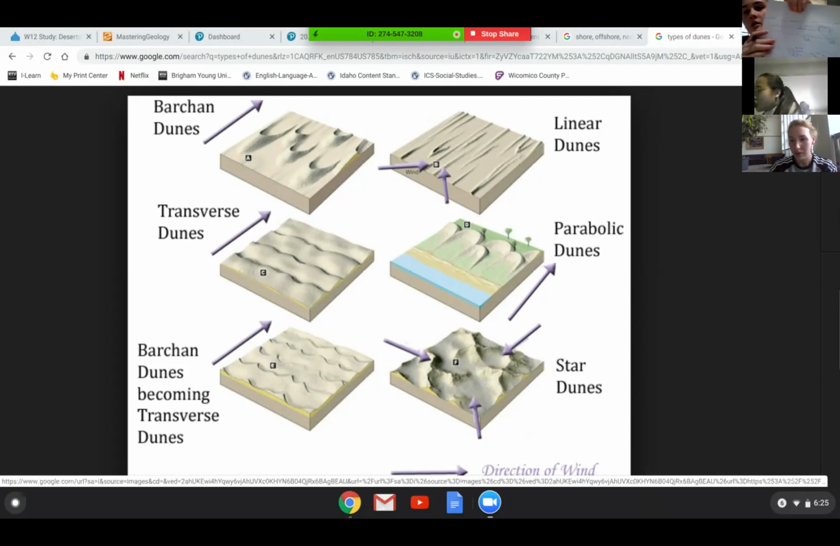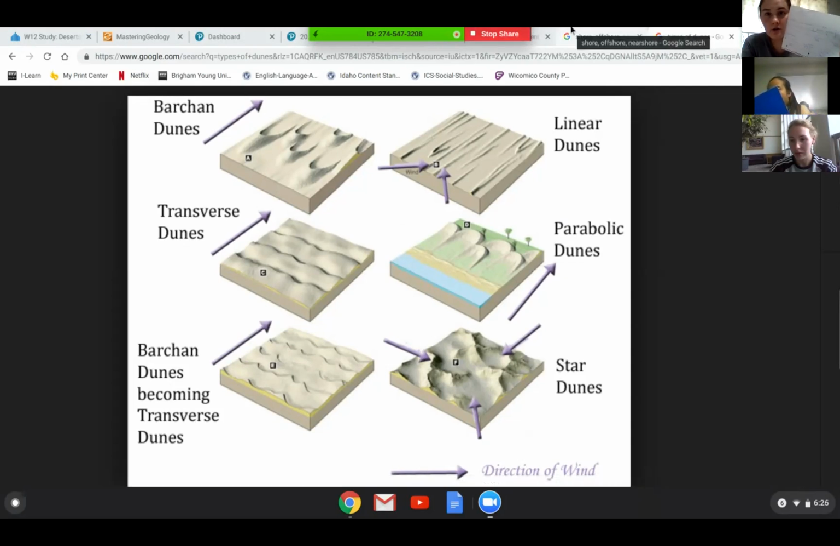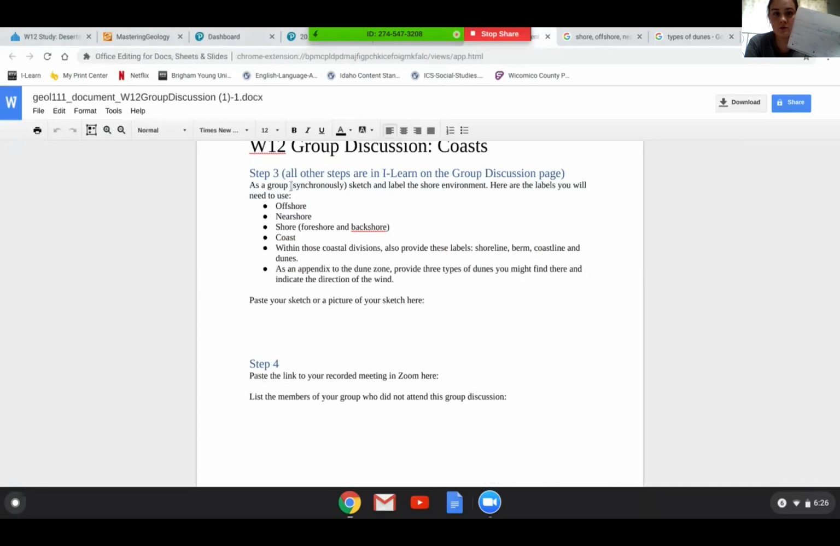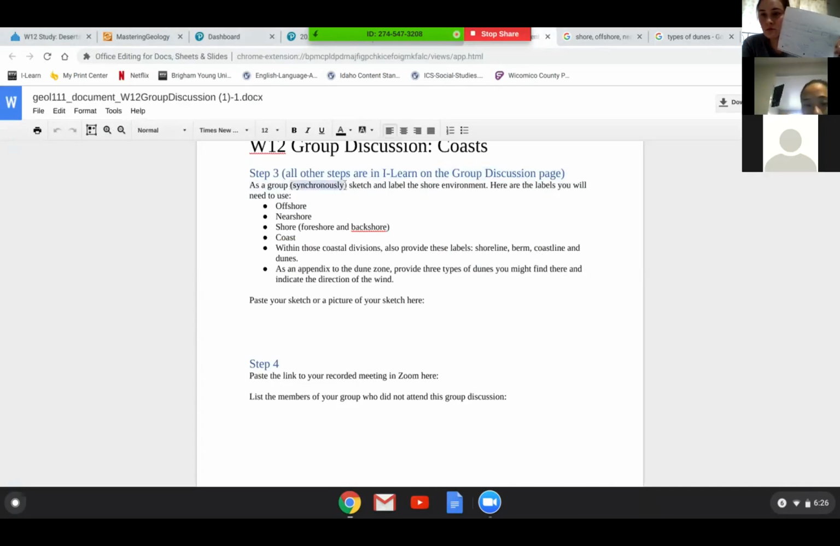Okay. So we each have to draw one, right? No, wait. Do we each have to draw one, or was it just one? Because it said sketch and label the shore environment. Here are the labels you will need. And then within those coastal divisions, also provide these labels. As a group. Synchronously. So just do one per group? Okay. Then you go, Elisha.